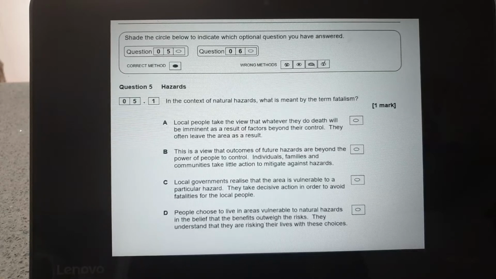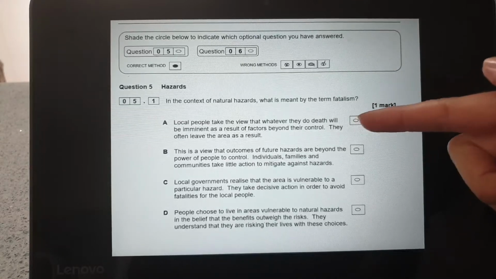So local people take the view that whatever they do will be imminent as a result of the factors beyond their control, so they often leave the area as a result. The first bit could be kind of true, but the second bit hopefully puts you off that idea. They often leave the area as a result. That would be your fear and moving away ones. That can't be fatalistic. So that can't be fatalism, because that one I would put a big cross through.